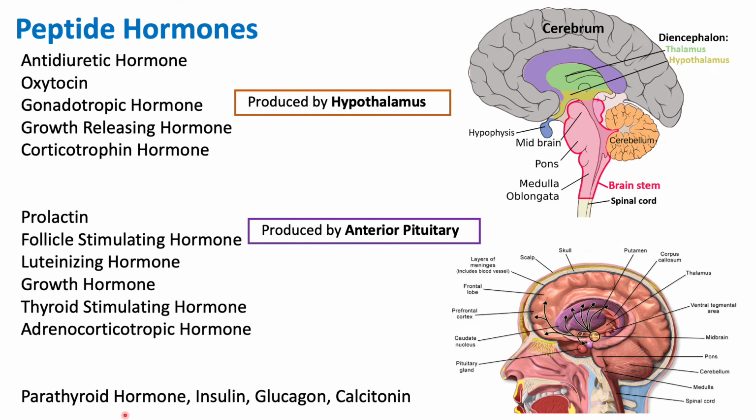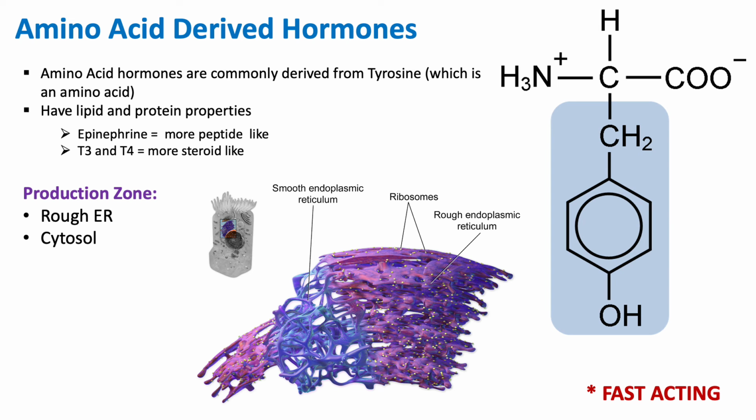Now lastly, there are also 4 other hormones involved in peptide hormones: the parathyroid hormone, insulin, glucagon, and calcitonin. And lastly, we have our amino acid derived hormones. From the name, we can tell that these types of hormones must be derived from some sort of amino acid, and that amino acid is tyrosine. We can see tyrosine has that carboxylic group, that amino group, and this functional group with an aromatic ring and that OH group at the bottom.